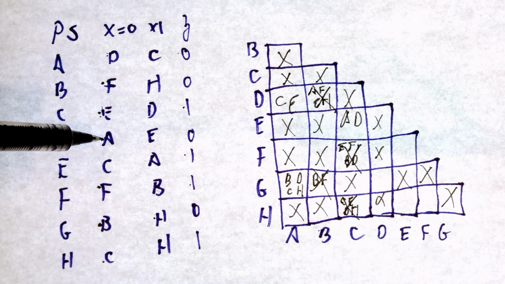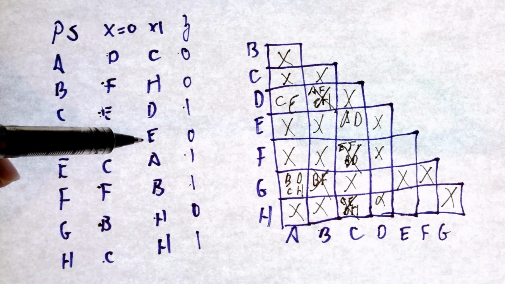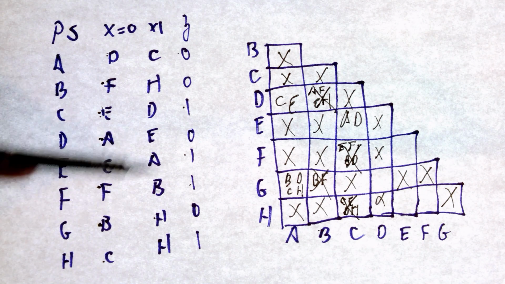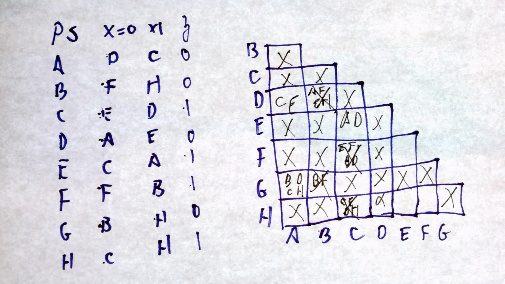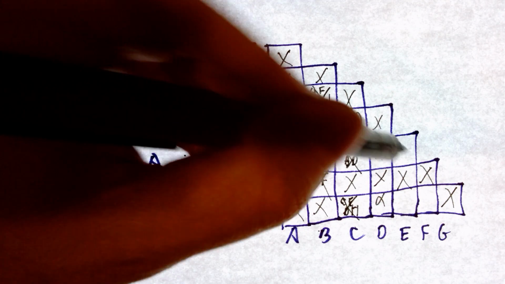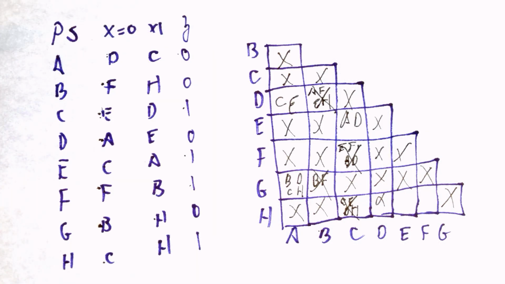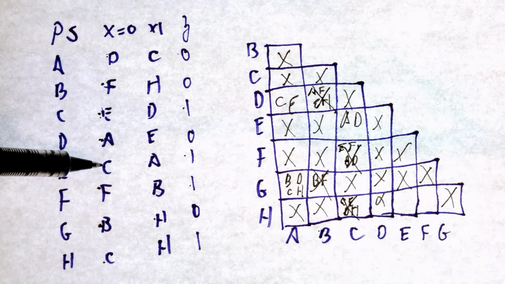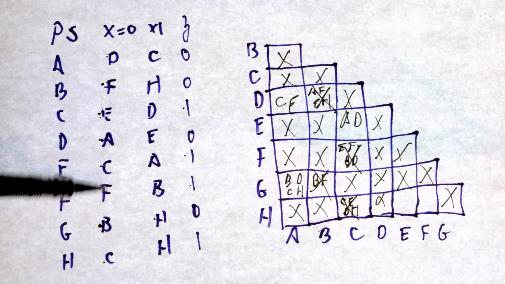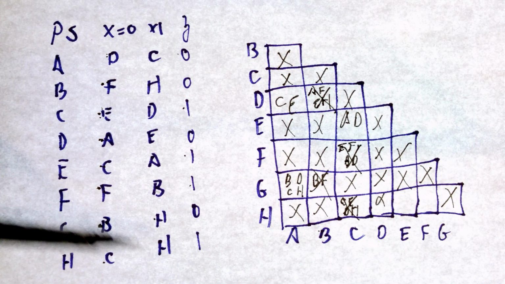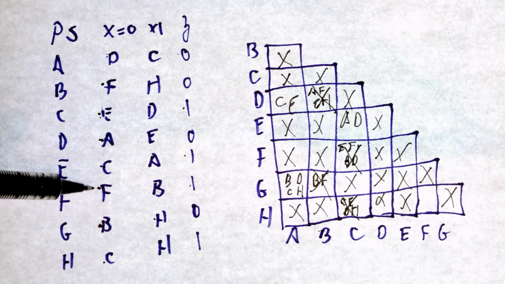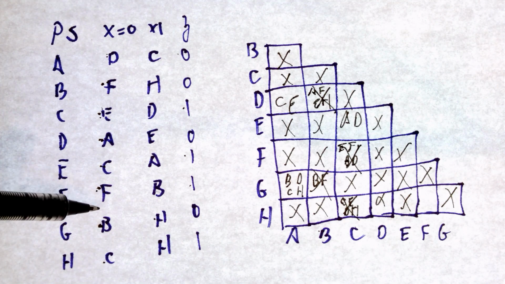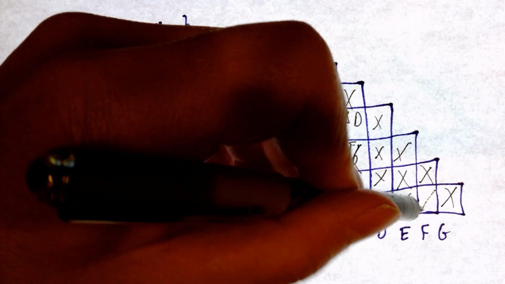How about DG? Well, from D to G, I have AB and EH. But AB is blocked, so this must be blocked. And how about from E to F? From E to F, I have CF, but CF is blocked, so this is blocked. How about E to H? Well, from E to H, I have CC, then I have AH, but AH is blocked, so this is blocked. How about F to H? Well, from F to H, I have CF. CF is blocked, therefore this is blocked.